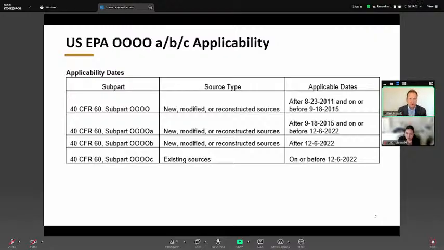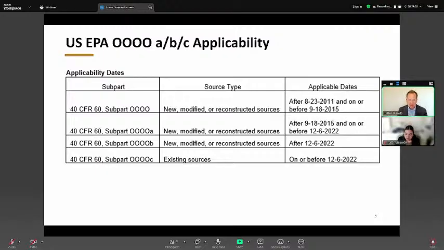When you get to Quad OB, the effective date is December 6, 2022 for new, modified or reconstructed facilities, and you're getting into a slightly different criteria for determining what the trigger point is. That's 6 tons of VOCs per tank, or per tank battery. Quad OA is per tank.